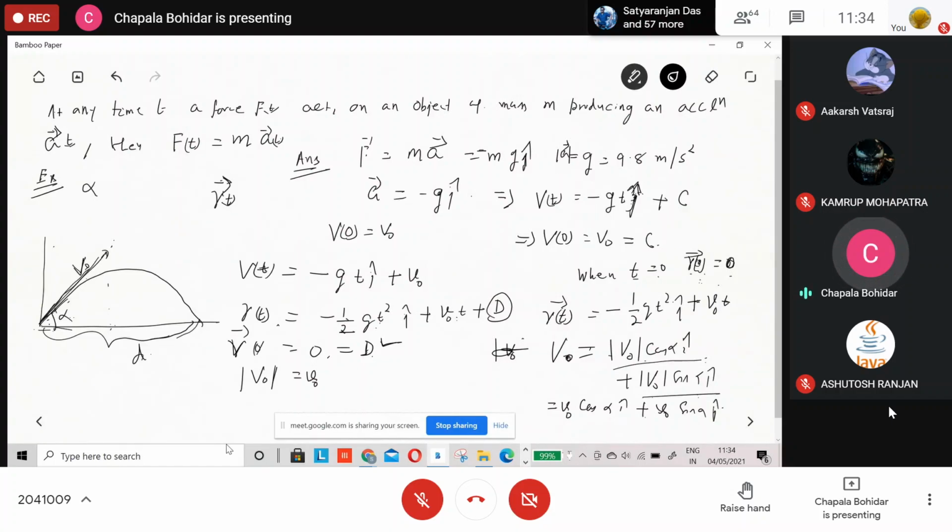So from here, cos alpha i cap and sin alpha j cap, I'll get here V naught. So r(t) is equal to, by substituting that value of V naught, this V naught, here by substituting the value of V naught, what am I getting? I am going to erase this part.